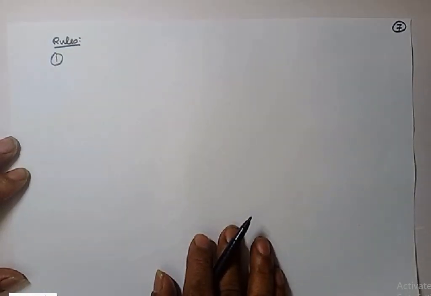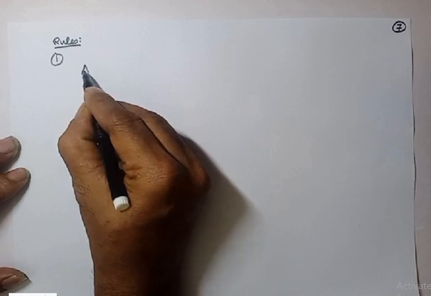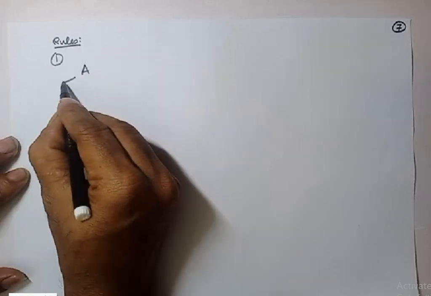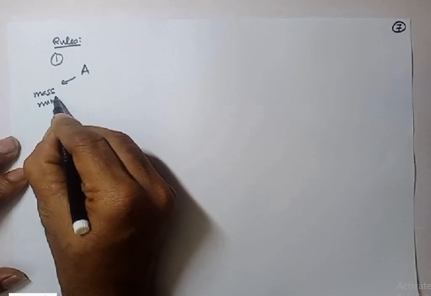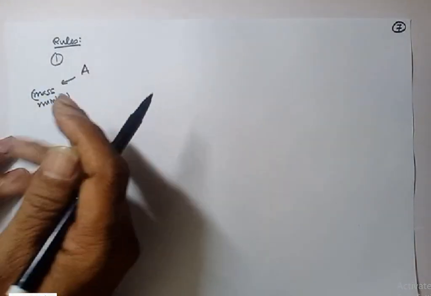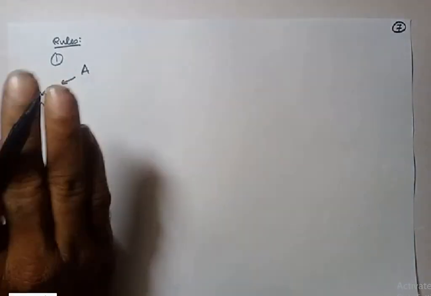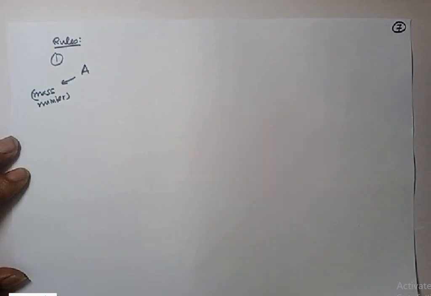Listen. A is called the mass number. What is A? A is the mass number of an isotope. For a particular isotope, mass number and atomic mass are one and the same.